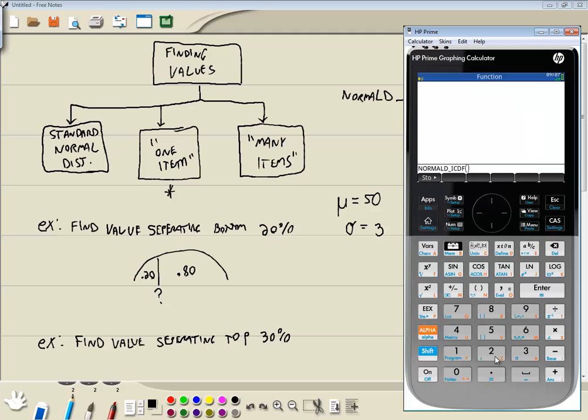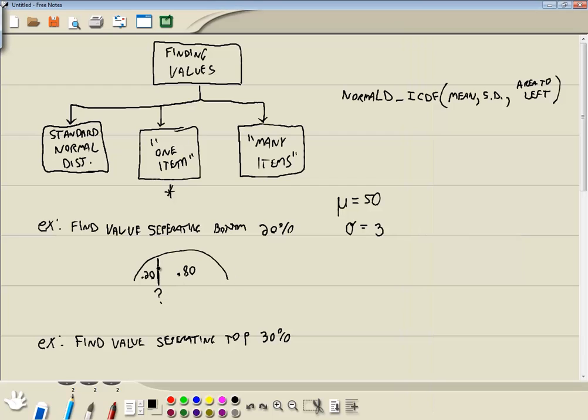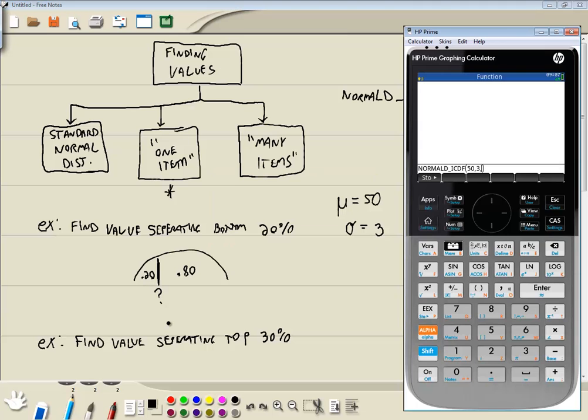It's asking us for the mean, which we said was 50, comma, standard deviation, which is 3, comma, and then the area to the left. The value we're trying to find is this one right here, so the area to the left will be 0.2 or 0.20. Both of them give you the same answer. So put in 0.20 and press enter. I'll round to 2 decimal places, and it tells us our answer is 47.48.